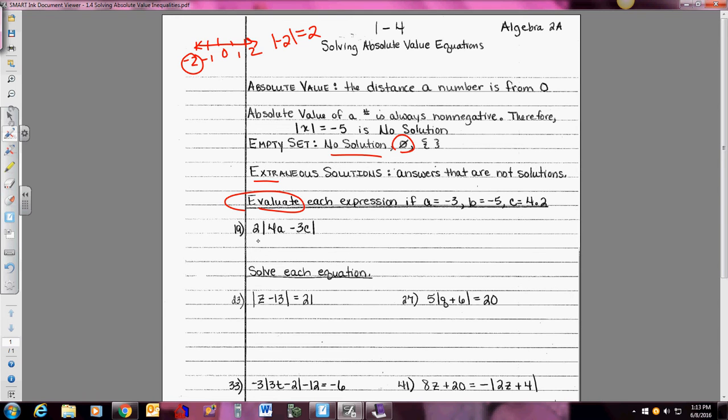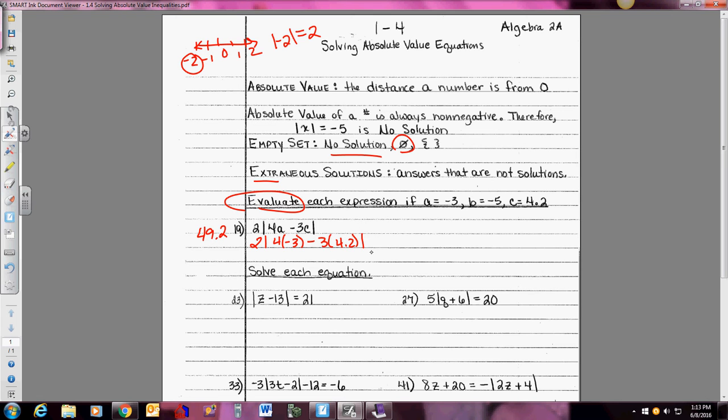That's important. The first thing we need to do is substitute, right? So 2 times the absolute value of 4 times A, which is -3, minus 3 times C, which is 4.2. So you substitute first, and then you follow the order of operations, PEMDAS, to find the answer. Take your time, try to find it without me. You should get 49.2. I'm going to do the problem if you need help. If you don't, go on to the next question.